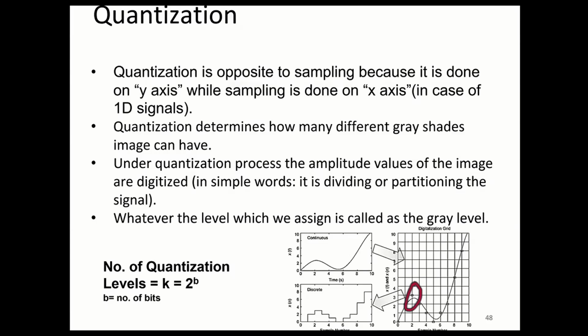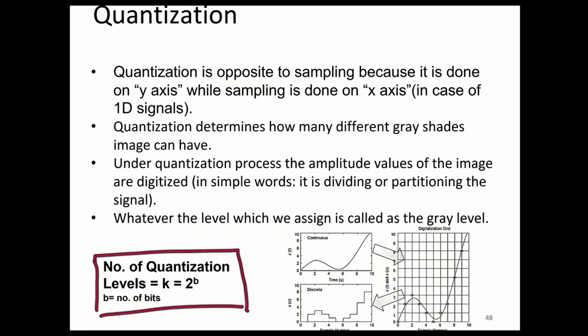Let's say we want to store this image in the computer. Definitely it will be in terms of bits. There is a direct relationship between the quantization level and the number of bits that we store, because we have to store these levels inside the computer memory, in terms of bits, 1s and 0s. So what is this relationship? The number of levels is equal to 2^b, where b is the number of bits.